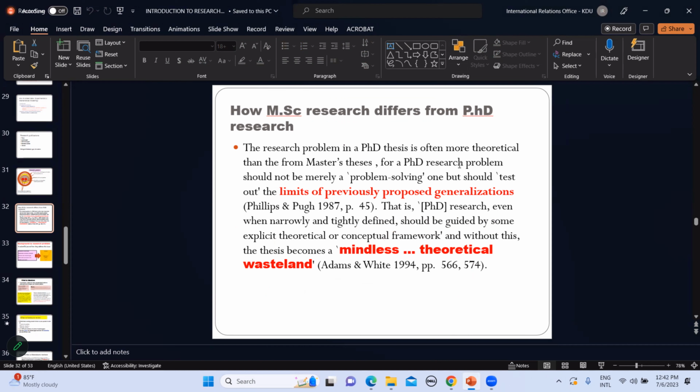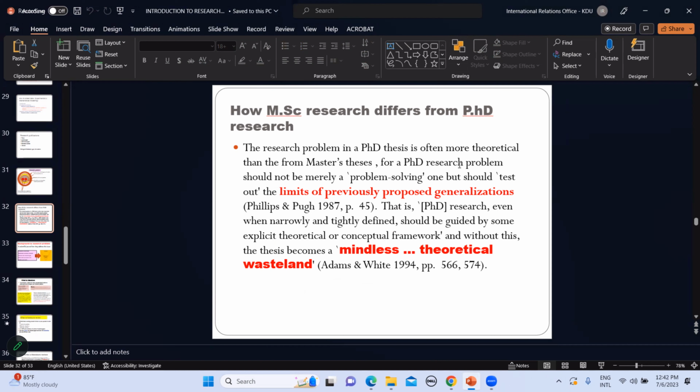Normally the research problem in the PhD thesis is often more theoretical than at the master's and undergraduate level. Because to get the PhD, you can't just do the practical thing only, right? It should be backed up by the theory. The PhD research problem should not be merely a problem solving one, okay? Understand? It is not industrial problem solving, but should test out the limit of previously proposed generalization, okay?